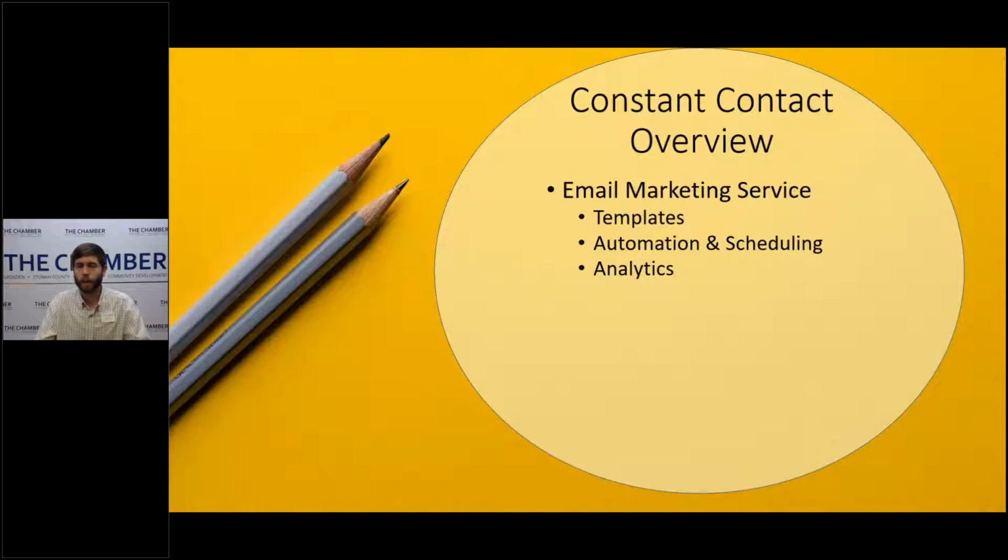And scheduling. We don't do a whole lot of automation at the chamber, but we do a lot of scheduling though. Usually the newsletters we send on Mondays, actually I schedule those usually the Thursday or Friday before because I don't have time to fool with it on a Monday morning. And also analytics too. So if you're interested in your open rate and your click-through rate and what people are clicking on, you can drill down as far as what your most visited links are in your email.